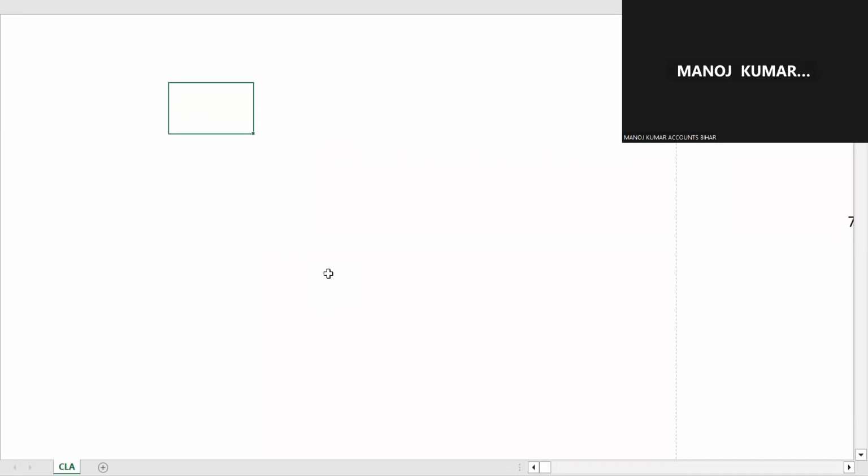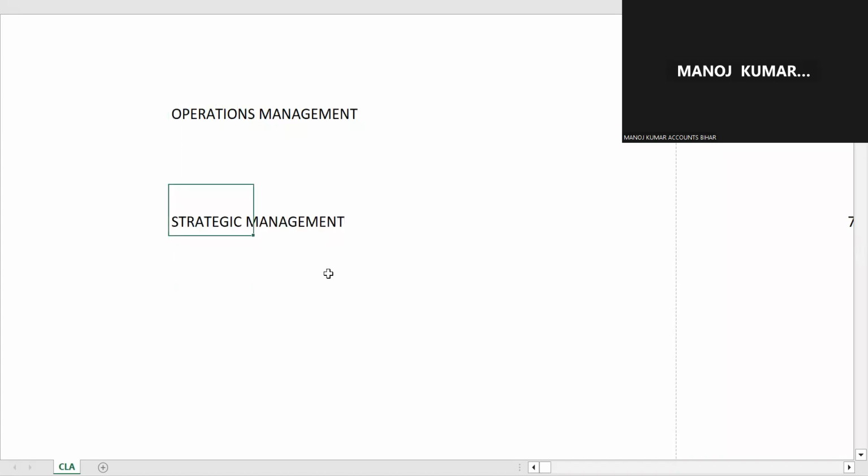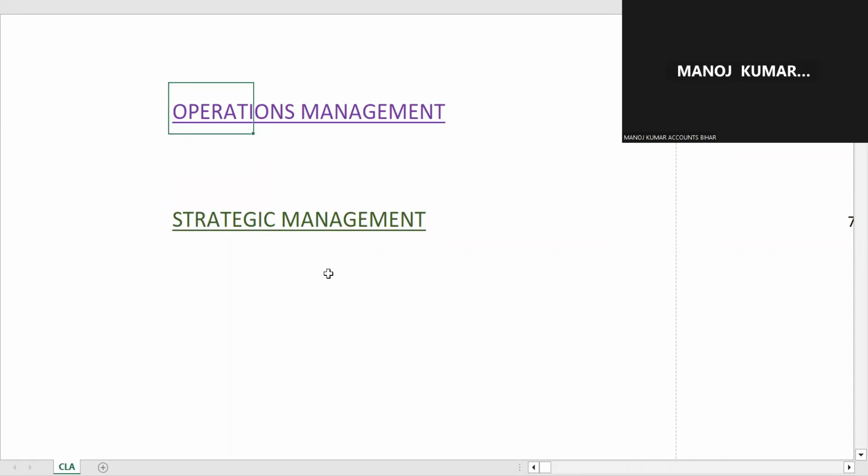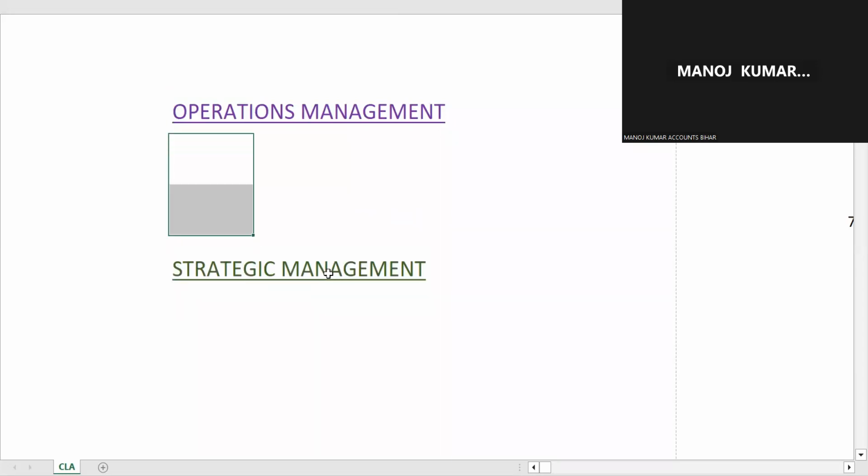Now see, this subject is basically operations management and strategic management. This is operations management and this is strategic management. First of all, you have to understand, before we see what is inside this, what we have to see is what is the relation between operations management and strategic management. This you have to understand.